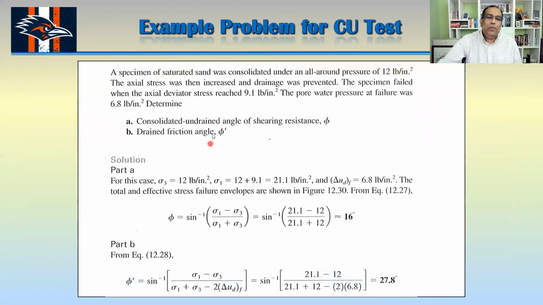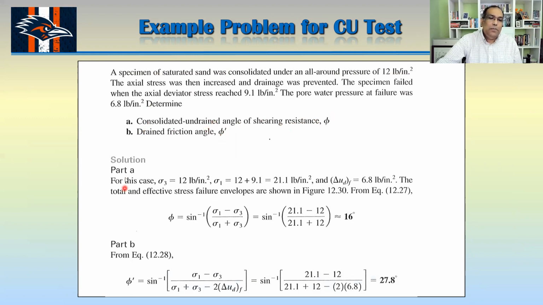Now here is the example. This one is saying that a sample of saturated sand was consolidated under an all-around pressure of 12 pounds per square inch. The axial stress was then increased and drainage was prevented. The specimen failed when the axial deviator stress reached 9.1 psi. The pore water pressure at failure was 6.8 pounds per square inch. So determine the consolidated undrained angle of shear resistance, meaning phi, and also the drained friction angle phi prime.